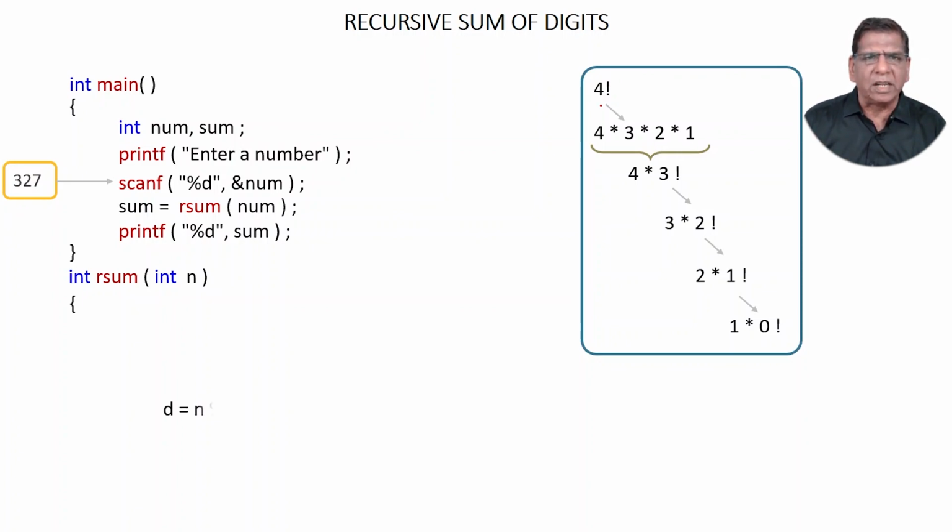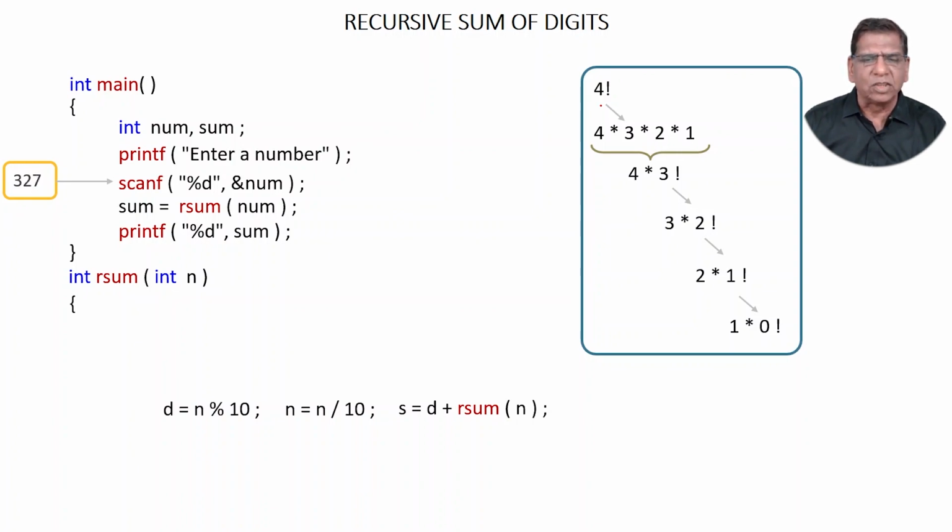If we are to get that done, first we need to extract the digit. We can do so by saying d equal to n mod 10. And then reduce the number to 32 by saying n divided by 10. 327 divided by 10 will turn out to be 32. So in d we have 7, in n we have 32. So we can say s is equal to d plus rsum of n, 7 plus recursive sum of 32.